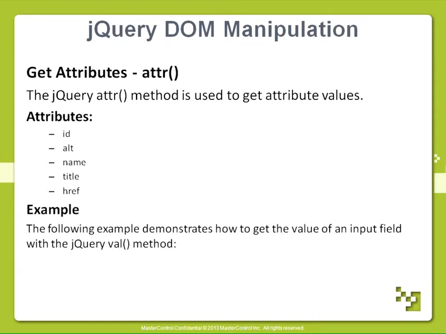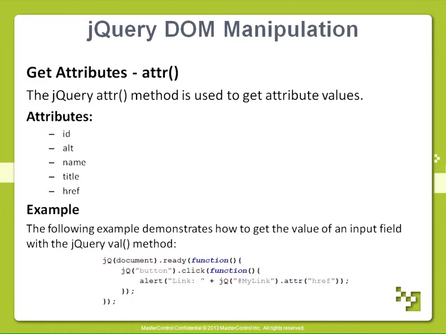Okay, so the following example demonstrates how to get the value of an input field with the jQuery val method. Oh, wait. Did I copy and paste and not update my example? Okay, yeah, this doesn't use val. This uses attribute. So in this example I put a link on the form, a hyperlink, and we all know what a hyperlink is. You click on it and it takes us to some web page.